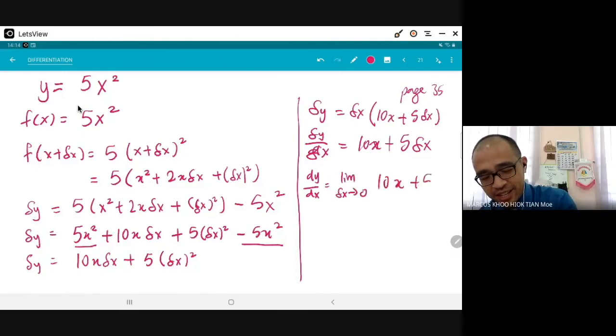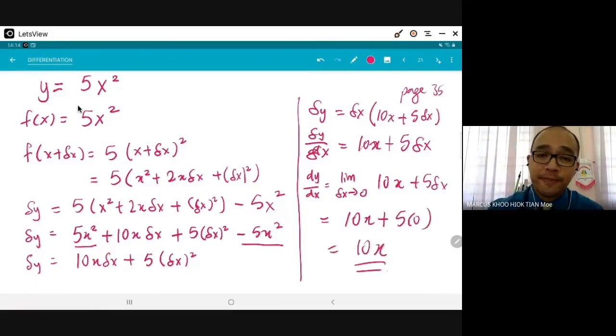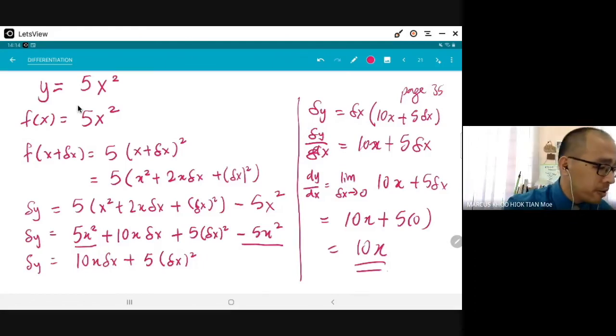Wow, you speak so fast. Okay, so when I substitute the 0 in, I will get 10x plus 5 times 0, which is 10x. Okay, done. Okay, good. Very, very good.